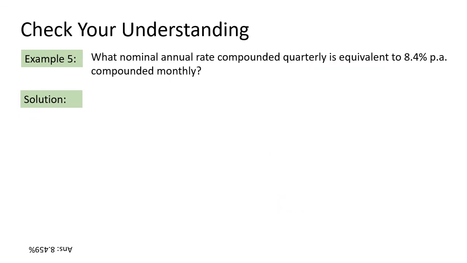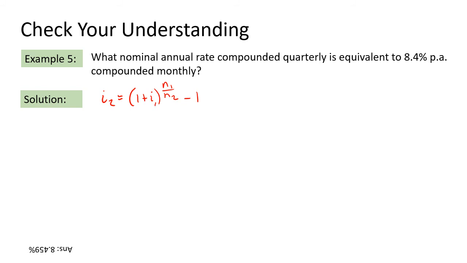Let's look at a second example. What nominal annual rate compounded quarterly is equivalent to 8.4% per annum compounded monthly? Same formula applies. I2 is equal to (1 plus I1) to the exponent n1 over n2, minus 1.